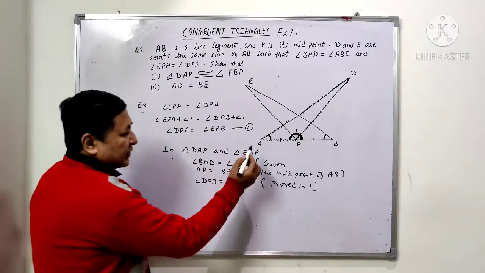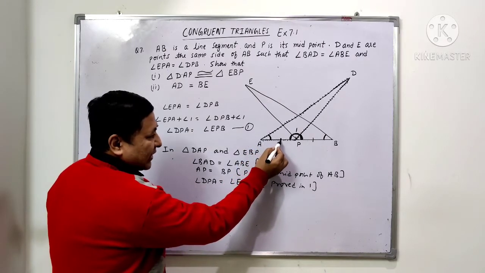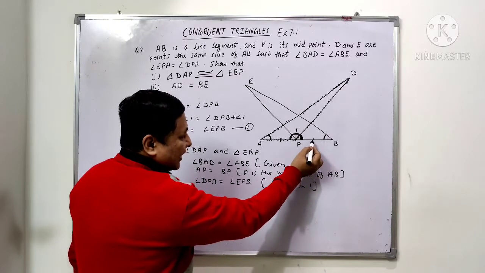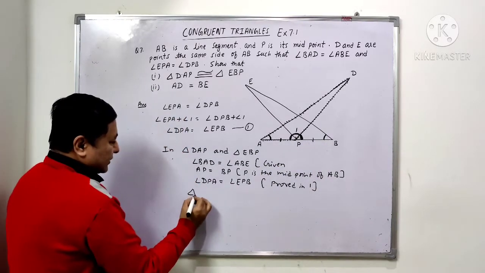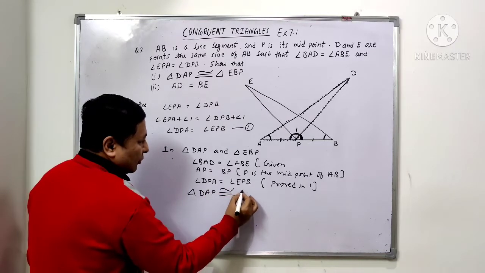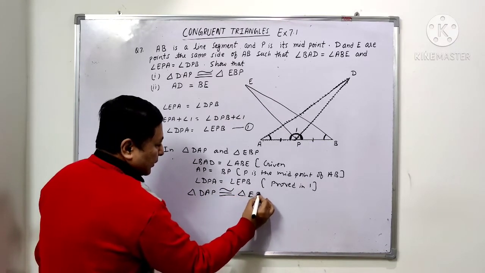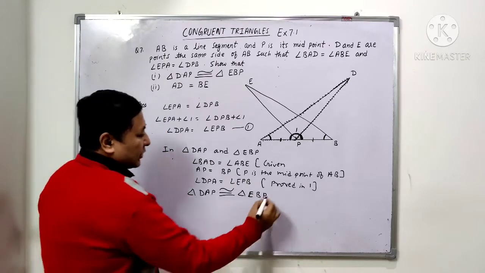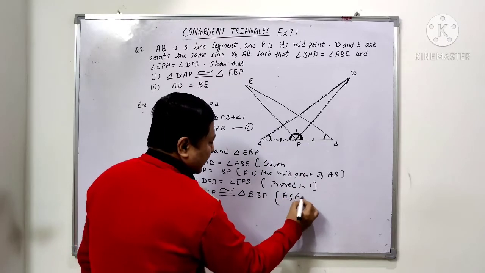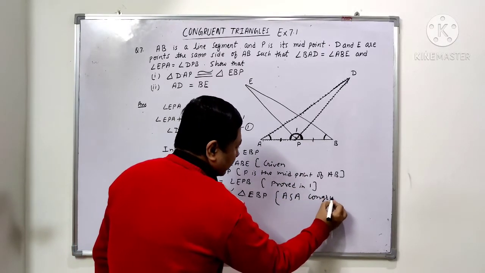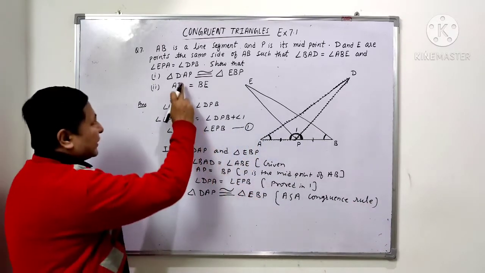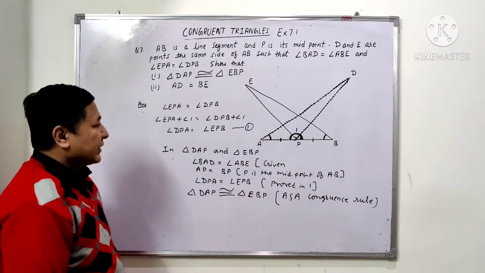So if you see carefully, in this triangle we have angle, then side, and then angle. And for the other triangle, again angle, then side and then angle. So these two triangles are congruent by which rule? Angle, side, angle. So the ASA congruence rule. So the first part we have proved, that triangle DAP is congruent to triangle EBP by ASA.